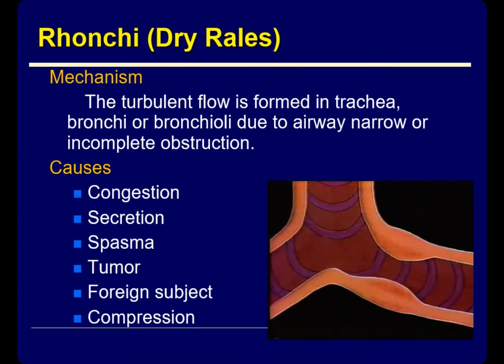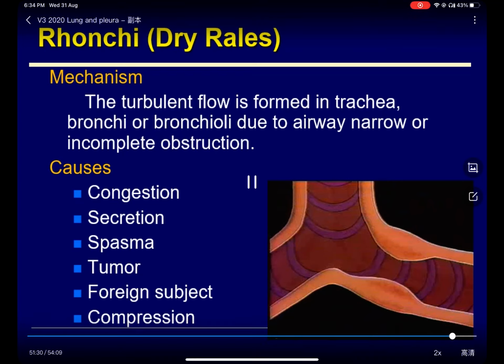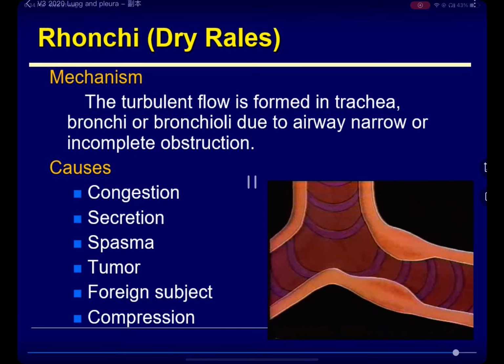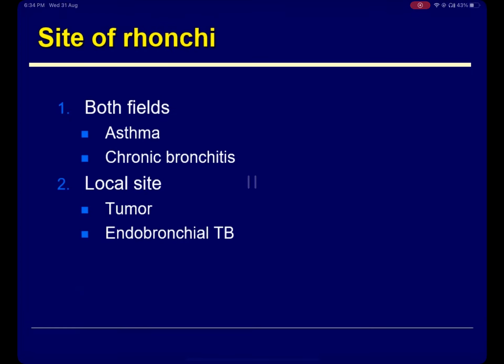The mechanism of rhonchi, also named dry rales, is that turbulent flow is formed in the trachea, bronchi or bronchioles due to airway narrowing or incomplete obstruction. Thus, the causes include congestion, secretion, spasm, tumor, foreign body, or compression. And the diagnosis depends on the site of the rhonchi. If it's in both fields, it may imply asthma or chronic bronchitis. If it's in a local site, it may imply a tumor or tuberculosis.